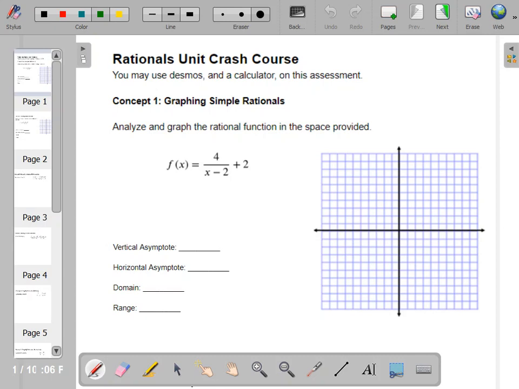All right, we've got our rationals unit test coming up. We're going to go ahead and go through pretty much all the concepts that you guys have studied in this unit. The first thing we did was we graphed what we called simple rationals.